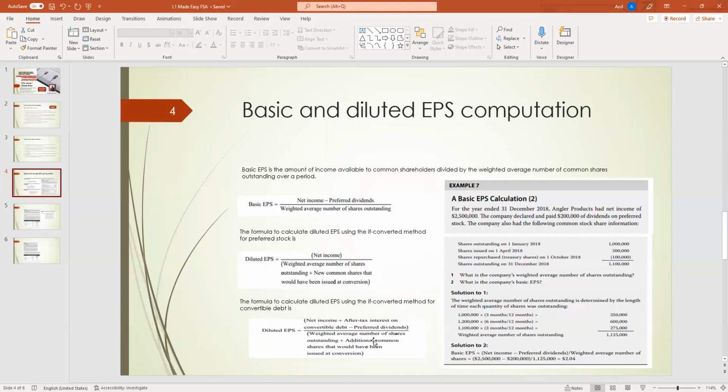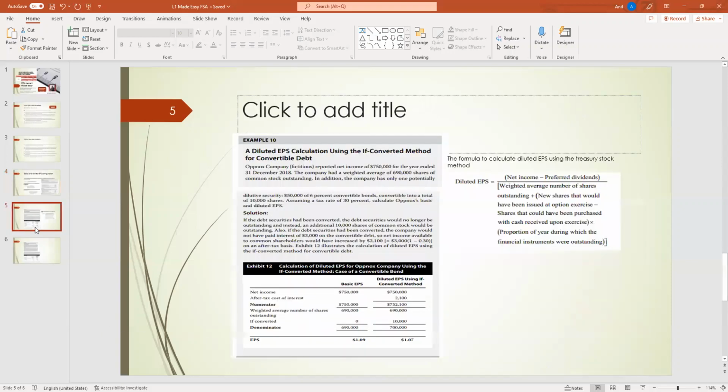And then the weighted average number of shares outstanding plus additional common shares. That's what you need to find, the shares that would have been issued at conversion, when the bond is converted into stock. So let us do an example. A diluted EPS calculation using the if-converted method for convertible debt.